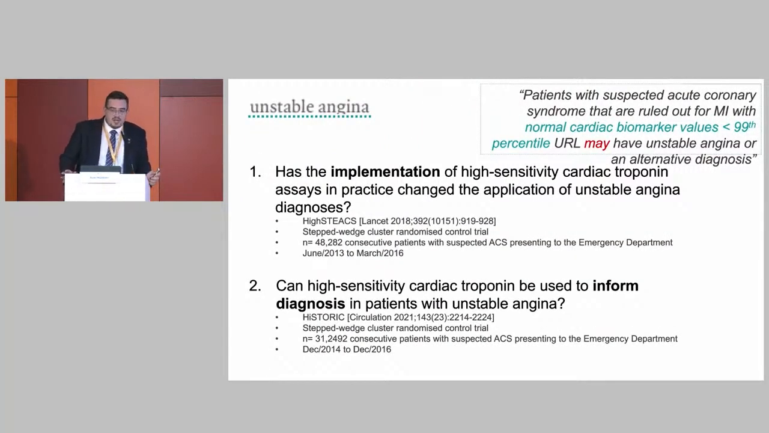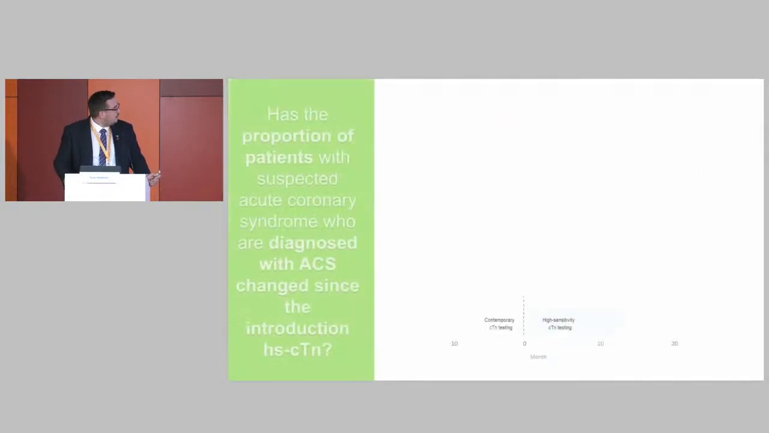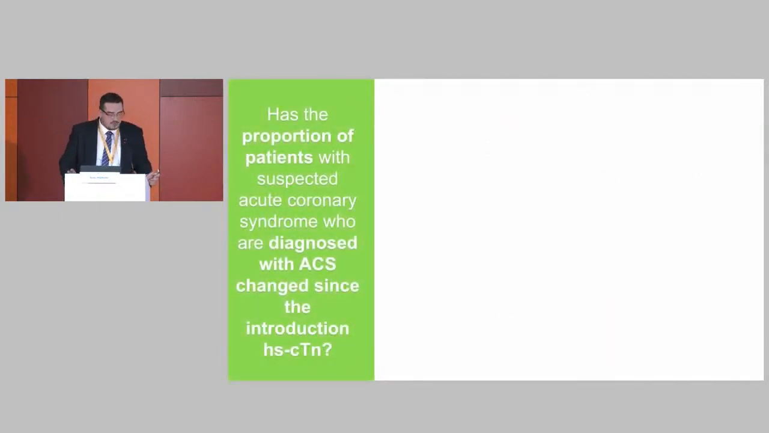The first study is based from high stakes, and it's answering the question, how are we as clinicians currently applying the unstable angina diagnostic label? And then the second question, using the historic trial, how can we use a biomarker like cardiac troponin to help augment the clinical criteria and help identify the patients who are at highest risk of future adverse events who may benefit from further treatments or investigation? So the first question, how are we applying the unstable angina label?